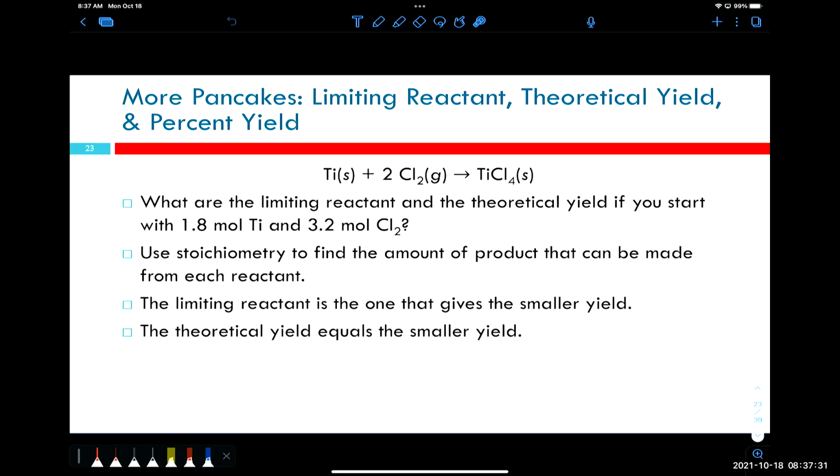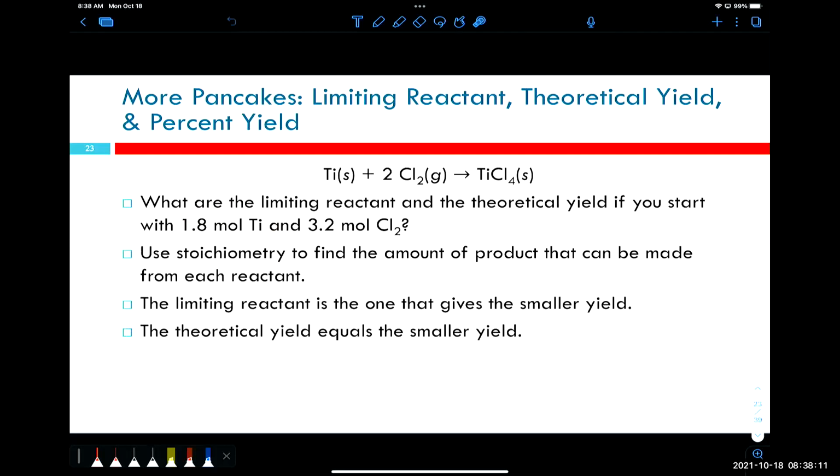So use stoichiometry then, right? That's using those mole to mole conversions from our reaction equation to figure out how much we're going to make of either a product or another reactant. In this case, it's the product, titanium chloride. So we're going to use stoichiometry to find the amount of product that can be made from each reactant. We're going to start with titanium just because it's the first one listed here. You could start with chlorine too. Start with titanium and we'll calculate how much titanium chloride we could make with this amount of titanium.